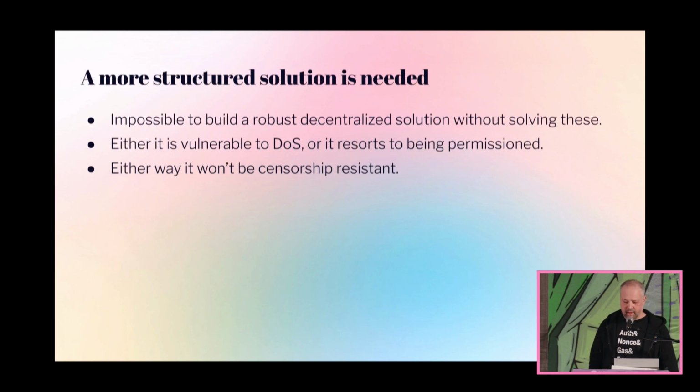So without taking all of these things into account, we cannot build a robust and permissionless solution. Either it has to be permissioned, or it's going to be vulnerable and be taken down by someone. Either way, we don't end up with a censorship-resistant solution.